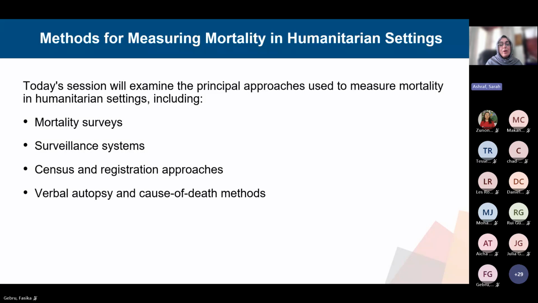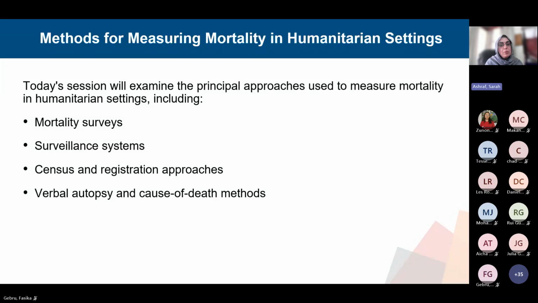So today's webinar is Methods for Measuring Mortality in Humanitarian Settings, Survey, Surveillance, and Beyond. It's building upon the previous session that we had on mortality estimation principles and concepts. As we all know, reliable mortality data is essential for understanding the impact of humanitarian crises, guiding response priorities, and informing evidence-based decision-making.